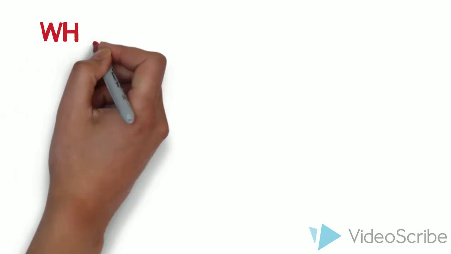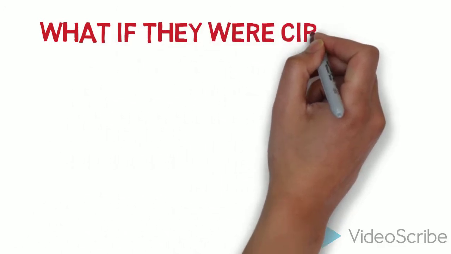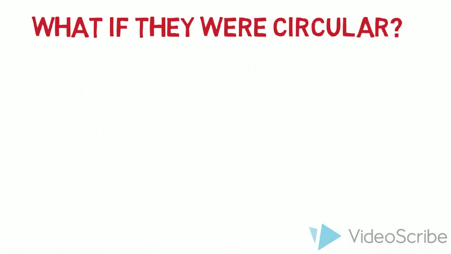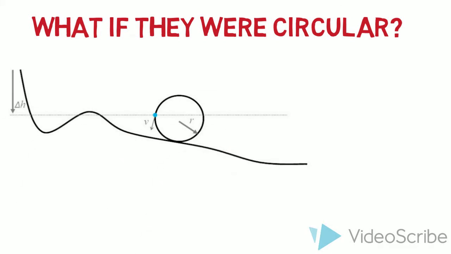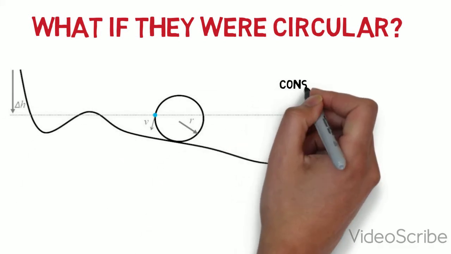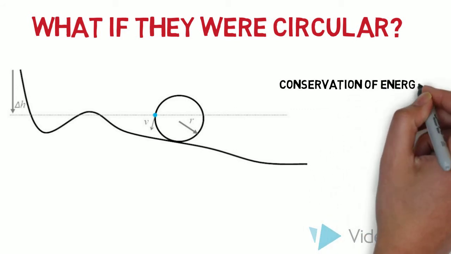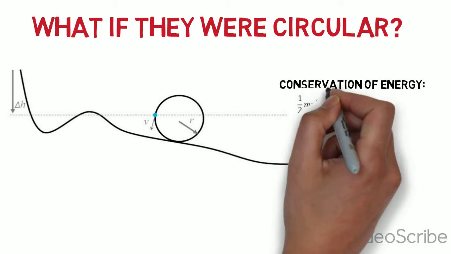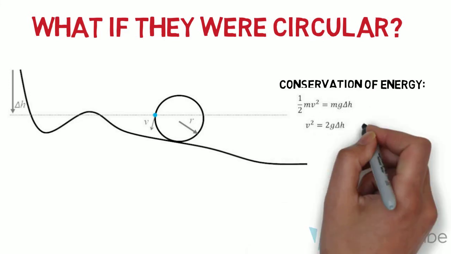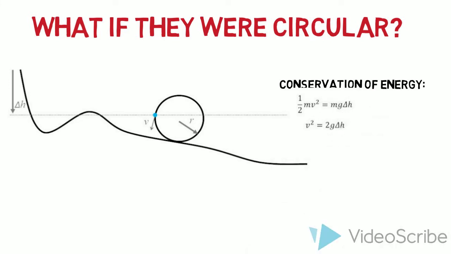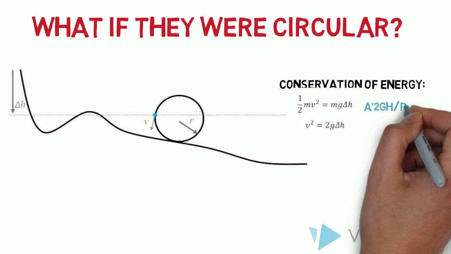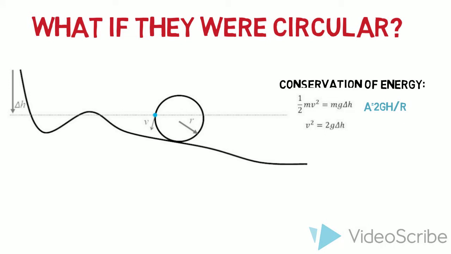So first, let's look at why the loops aren't circular by seeing what would happen if they were circular. So here's a picture of a perfectly circular roller coaster loop. And the law of conservation of energy applies here to find the velocity of the cart. 1/2 mv squared equals mgh, and v squared equals 2gh. We know centripetal acceleration is v squared over r, so it also can be written as 2gh over r.